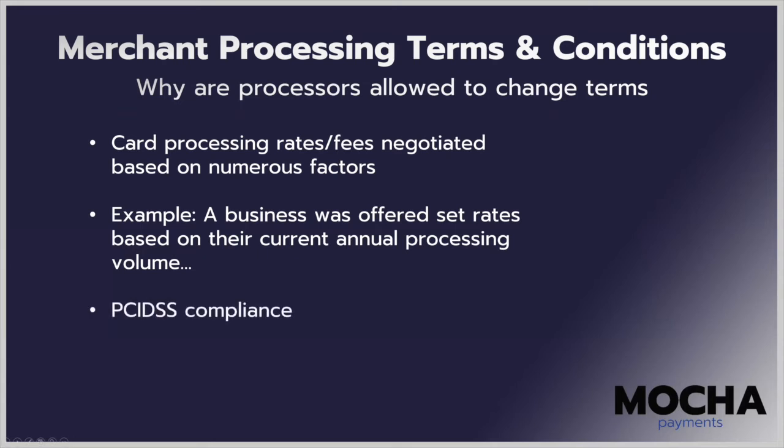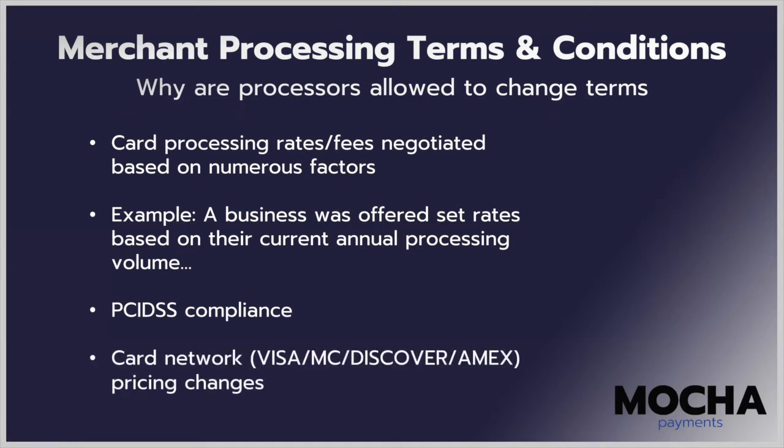Also, PCI DSS compliance. The terms of that can change if a company or business changes their system or their way of processing credit cards, so that sort of risk comes along with it. And then there's also the card networks: Visa, Mastercard, Discover, Amex, and the PIN debit networks when changes occur for them. So any of these factors can change at any time in that 36 months. And because of that, the processors do want to have that ability to make adjustments to the merchant account.